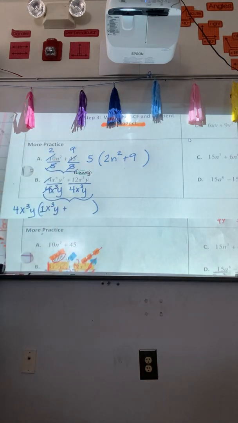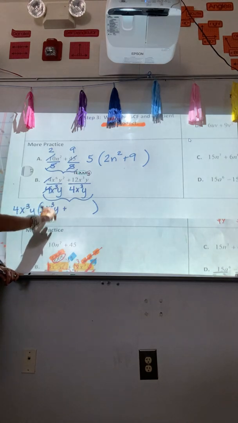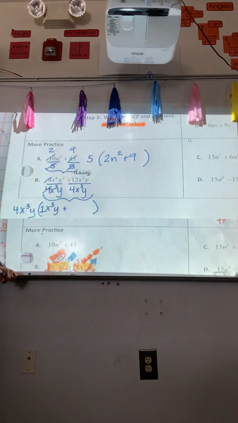You can always distribute right now to see if you get the correct thing back. 4 times 1 is 4. X cubed and x cubed, you actually add those exponents, right? 3 x's, 3 x's, that gives you 6 x's. That's supposed to be squared. Which one? X squared.